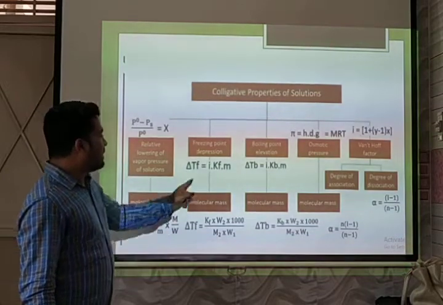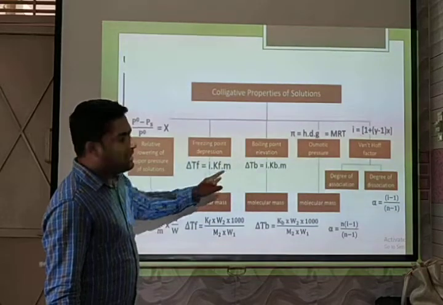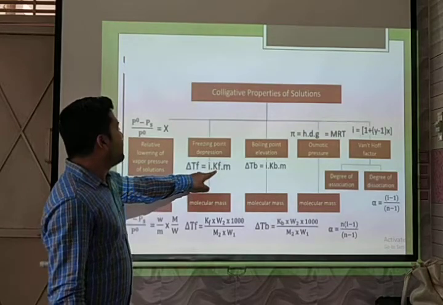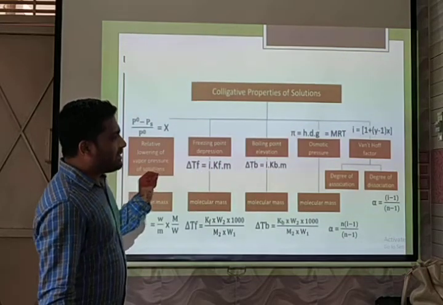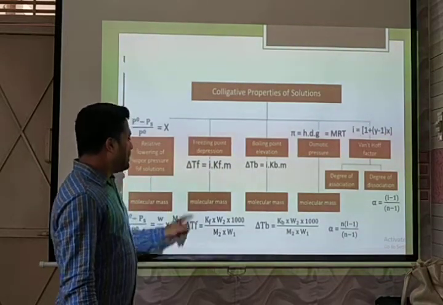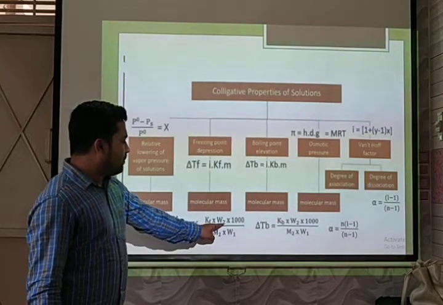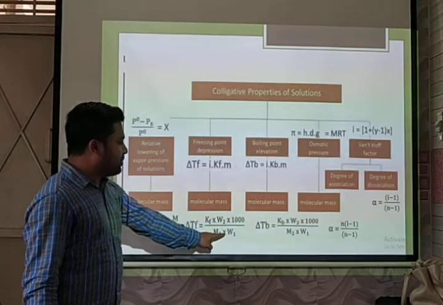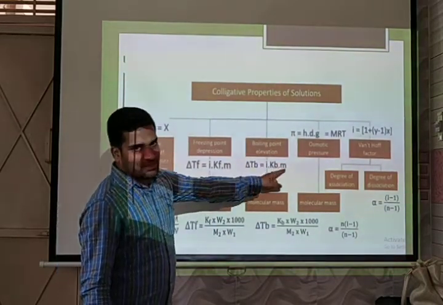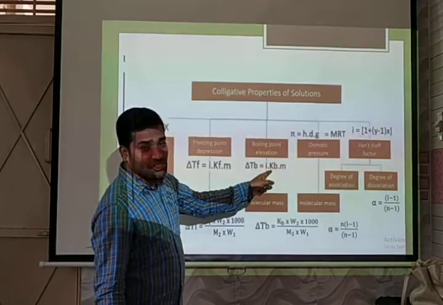Okay. In case of freezing point depression, delta Tf is directly proportional to molality. So here we are going to get a constant called Kf, which is called the molal depression constant. If you introduce the i factor, that gives delta Tf is equal to i Kf into m. If you want to calculate molar mass, we have a formula that is delta Tf is equal to Kf into W2 into 1000 divided by M2 into W1. Same in case of boiling point also, delta Tb is directly proportional to molality. So here we are going to introduce a constant called the ebullioscopic constant, denoted by Kb.